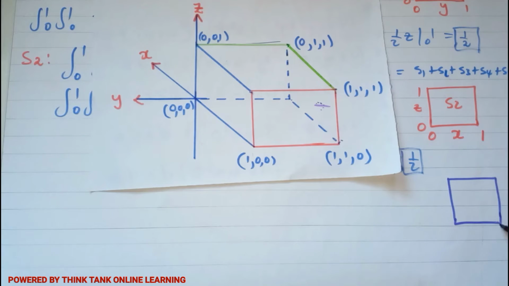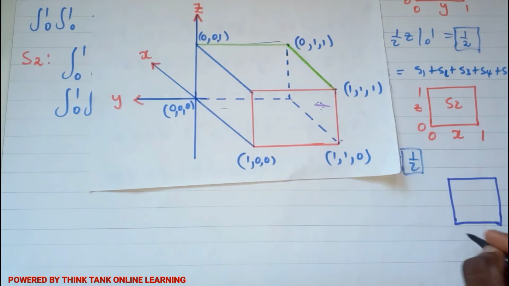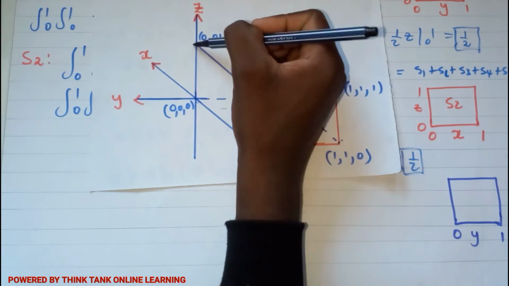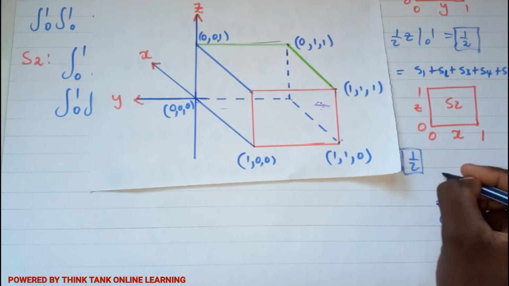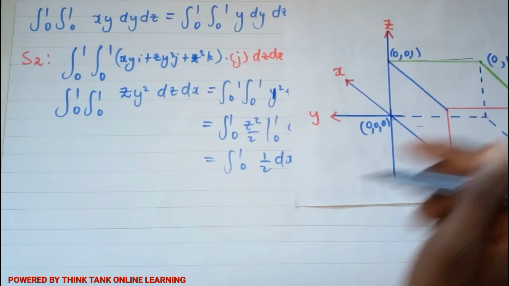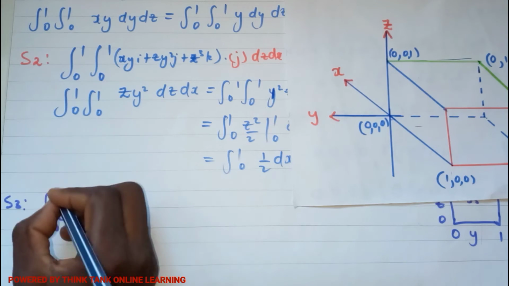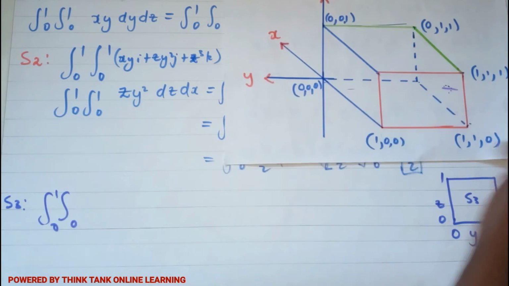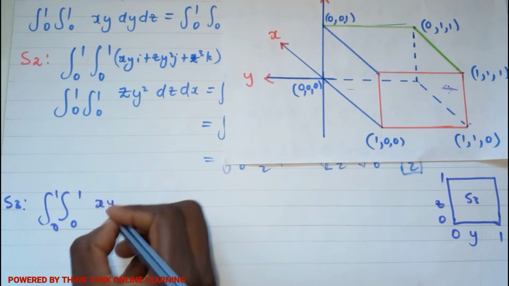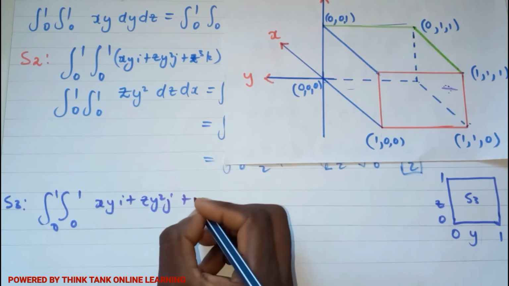Okay, so for this surface, as you can see, y is changing from 0 to 1. x is not changing here, and we have z from 0 to 1. So this is surface number 3. I'm going to evaluate the double integral. For surface number 3, with the double integral 0 to 1 for both y and z, our vector function is x y i plus z y squared j plus z to the power 3 k.